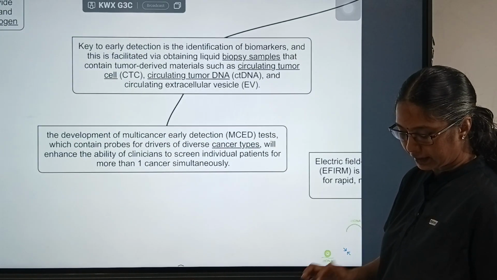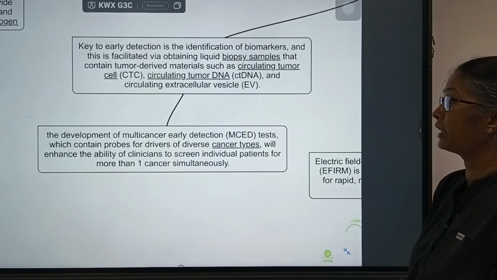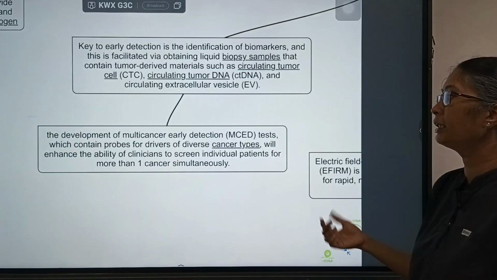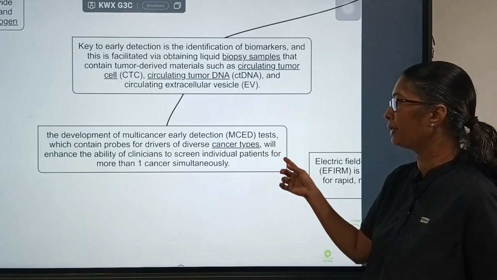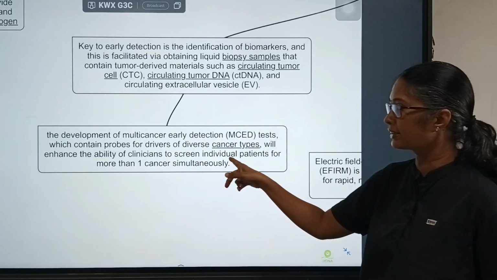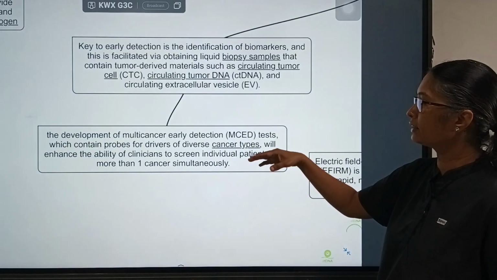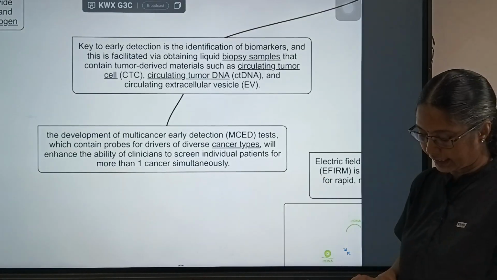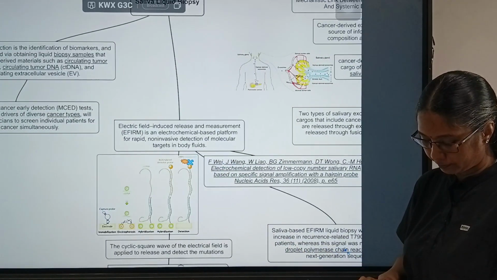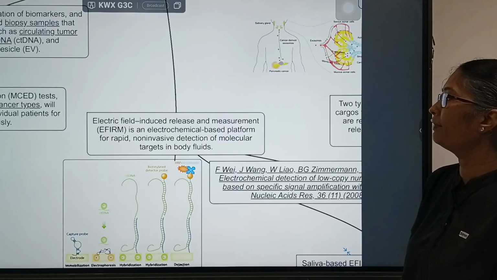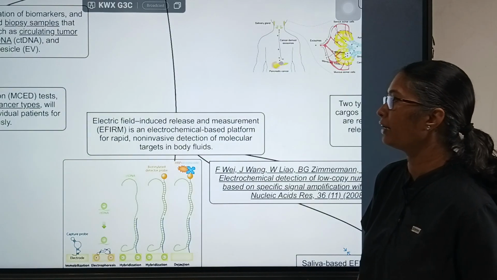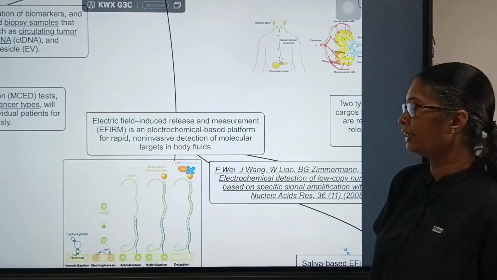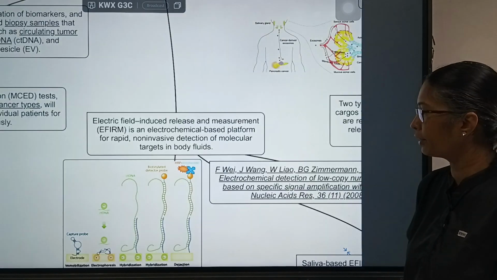And the development of multi-cancer early detection tests, which contain probes for drivers of diverse cancer types, will enhance the ability of clinicians to screen individual patients for more than one cancer simultaneously. So if all these things are translated, then we can screen the patients for more than one cancer at the same time. And there is a thing called electric field induced release and measurement, EFIRM, which is an electrochemical based platform for rapid non-invasive detection of molecular targets in the body fluids.